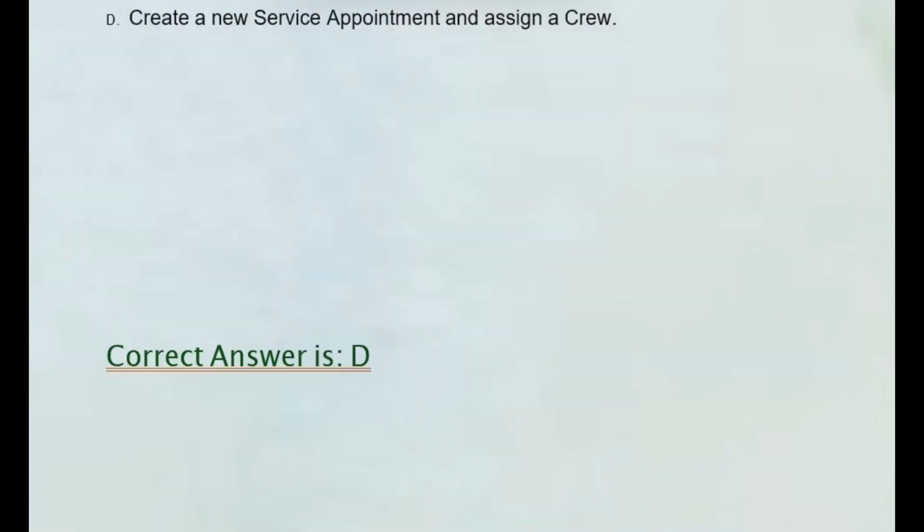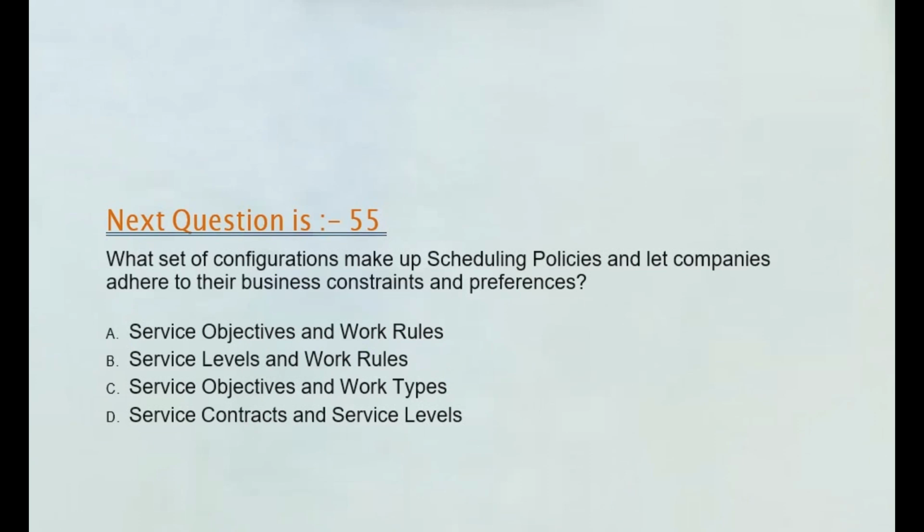Correct answer is option D. Question is what set of configurations make up scheduling policies and let companies adhere to their business constraints and preferences? Option A. Service objectives and work rules. Option B. Service labels and work rules. Option C. Service objectives and work types. Option D. Service contracts and service labels.